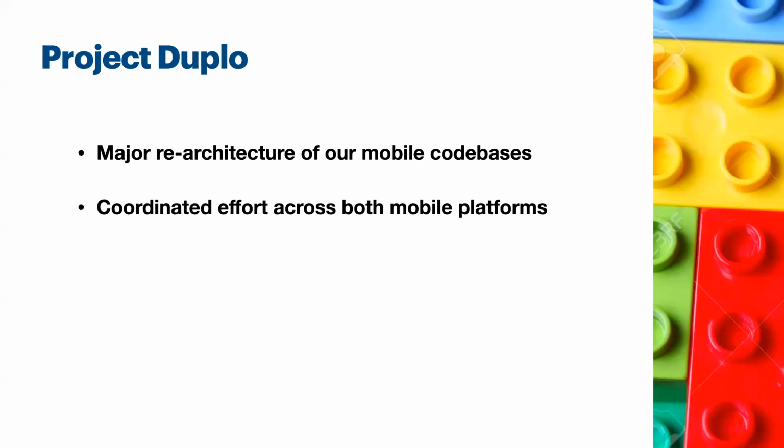And you may have noticed there's a Lego Duplo theme to this presentation. That's because, as I'll talk about a bit more later, one of the big themes of Project Duplo was modularization, or breaking down the code base into smaller building blocks, and Duplo are the larger Lego bricks. So yes, basically a big theme about breaking down the app monolith. So this was a big re-architecture of both of our mobile code bases that we launched a little while ago.